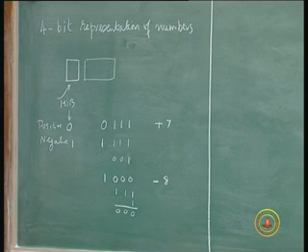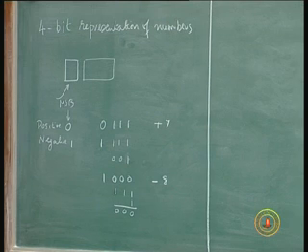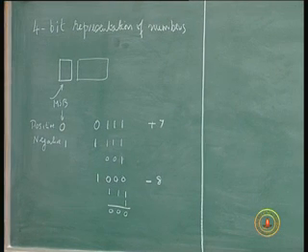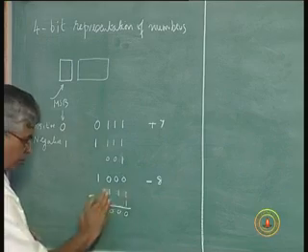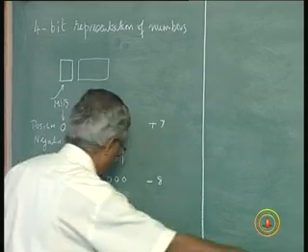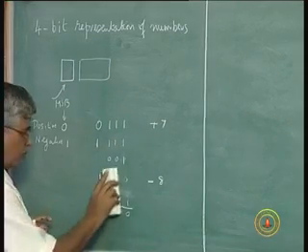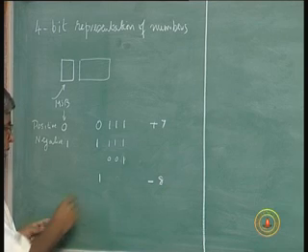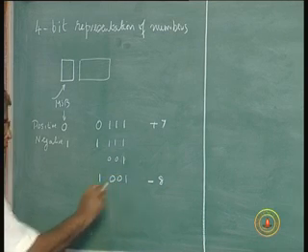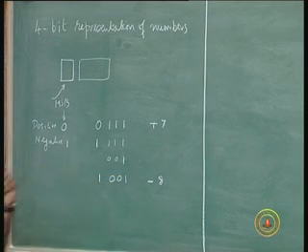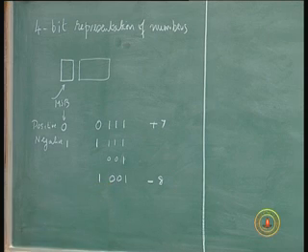let us say 6, suppose I have 1 0 0 1, it is a negative number. What is the 2's complement of this?